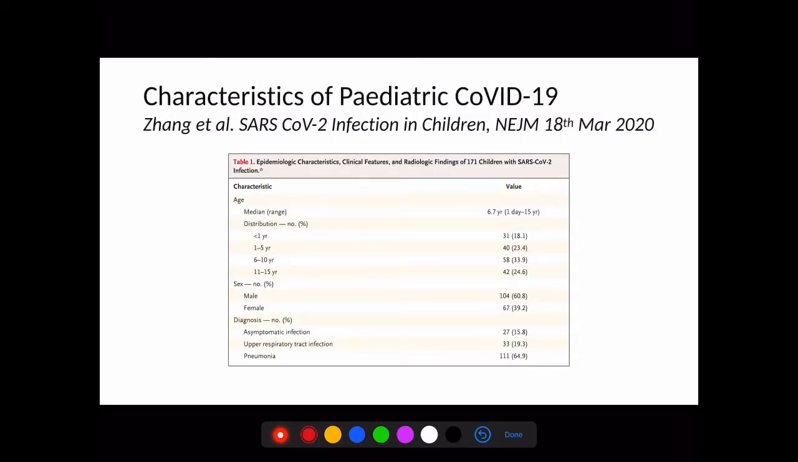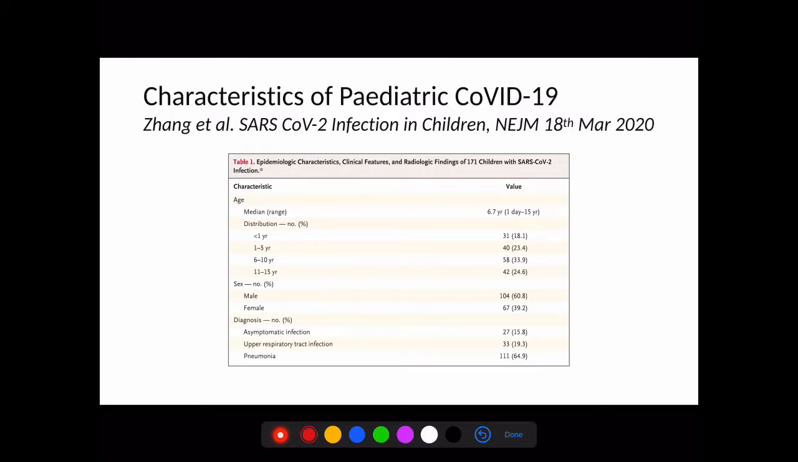This is data from a recent article that was published in the New England Journal of Medicine on the 18th of March 2020, and it looks at the characteristics of pediatric COVID-19. This was research done by Zhang et al., and they have looked at the characteristics of 171 children who were diagnosed with SARS coronavirus 2 in China.